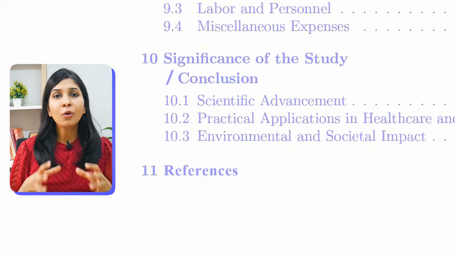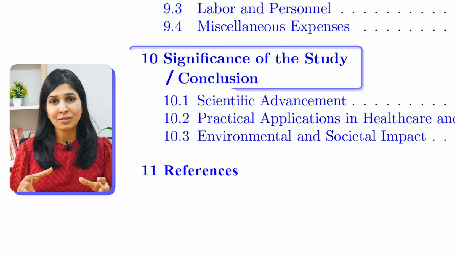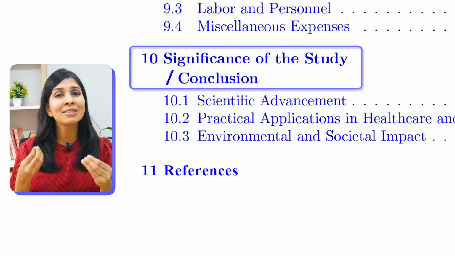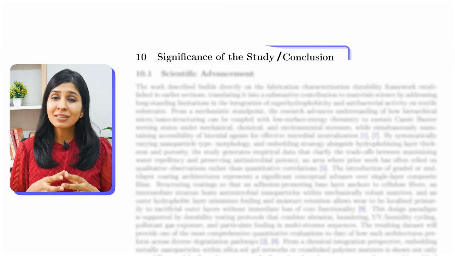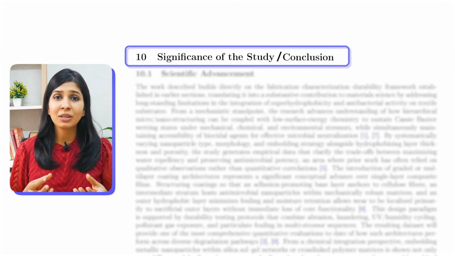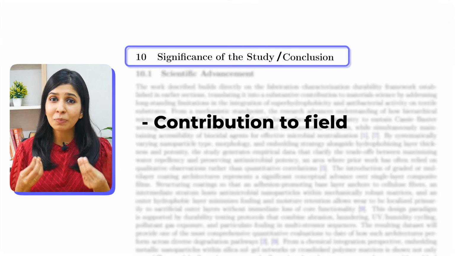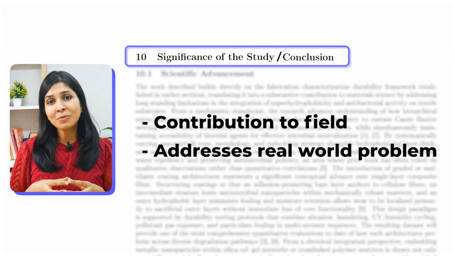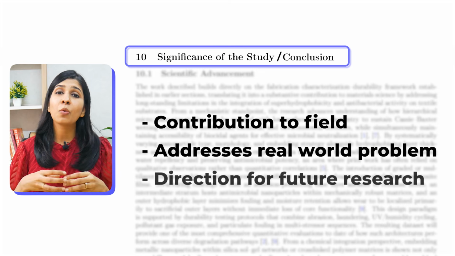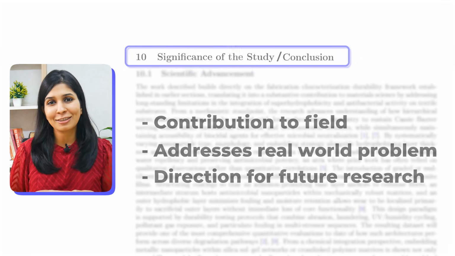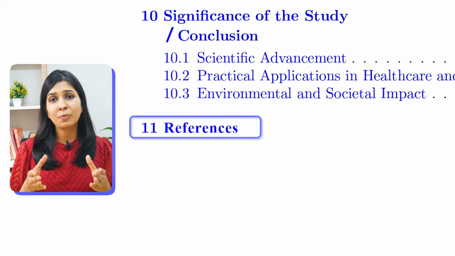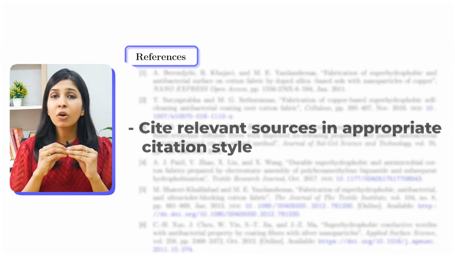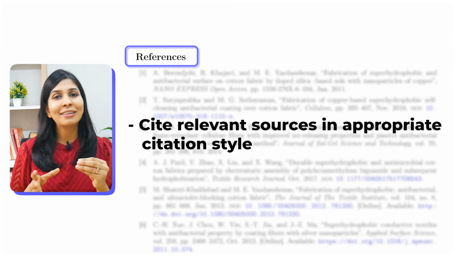Now coming to one of the last sections of your research proposal, which is the conclusion or significance of your study. And this is where you remind the academic committee how your research is going to contribute to the field, what problems it's going to address, and how it's going to open new avenues for future research. Finally, end your research proposal with the references section, including all the sources you've referred to in the appropriate citation style.